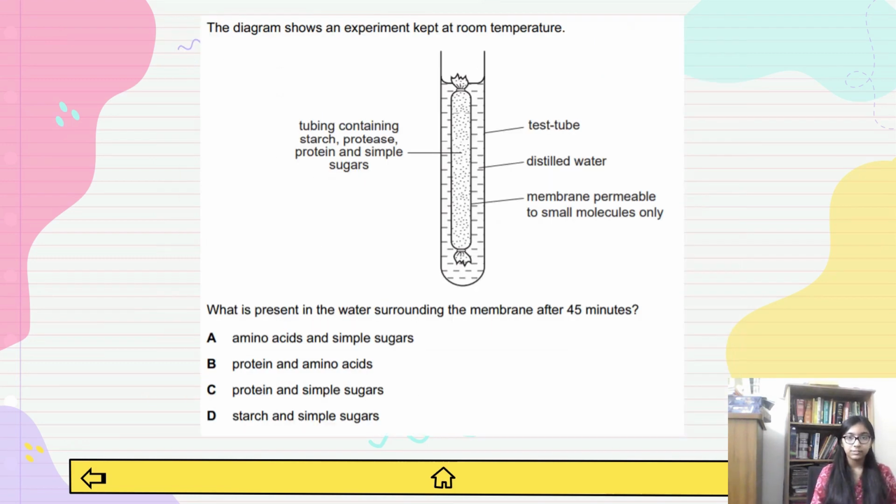The diagram shows an experiment kept at room temperature. What is present in the water surrounding the membrane after 45 minutes? Protease, first of all, is an enzyme that breaks down proteins to form amino acids. Now, as the inside is much more concentrated than the outside, the amino acid molecules and the sugar molecules move out of the tubing, which makes option A the answer.